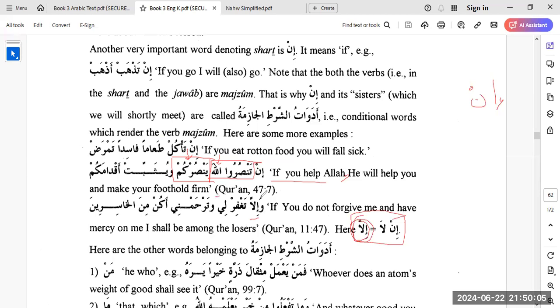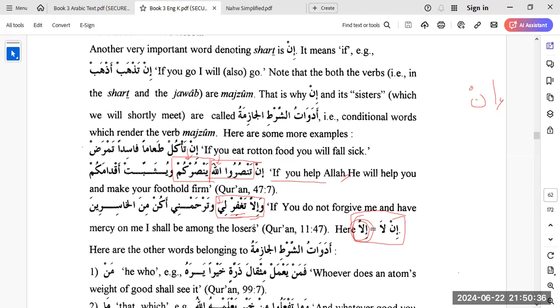Now this is our condition here. If you do not forgive me, tagfirli. Li would be the maf'ulun bihi here. Tagfir is fi'lun mudari'un majzumun. Why is it majzum? So this is the fi'l shart, right? You're going to identify the fi'l shart is majzum. Why is it majzum? Because we have an in before. In demands that the verb following it, and the conditional sentence, has to be majzum.